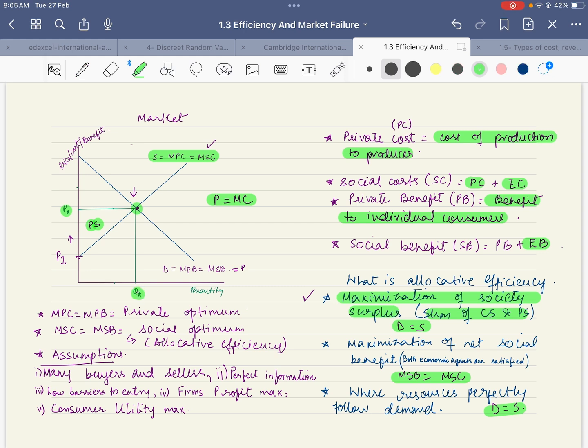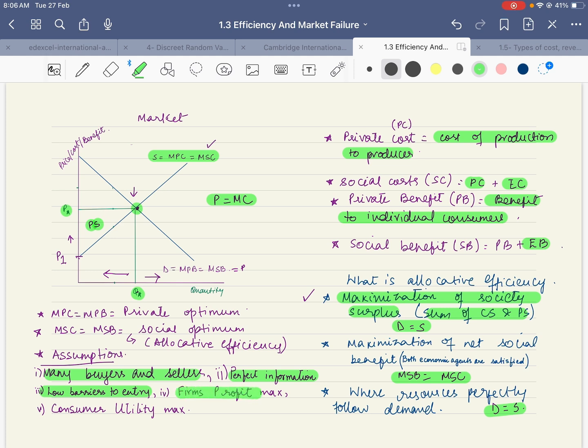We observe that if quantity is taken beyond Q star towards the right, then marginal cost will increase, whereas if quantities are pushed below Q star towards the left, marginal benefit will increase and the economy will be missing out on potential benefits of producing more. This holds under certain assumptions: that there are many buyers and many sellers, there is perfect information available to both parties, there are low barriers to entry and anybody can enter the market.